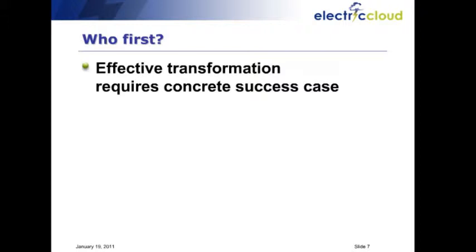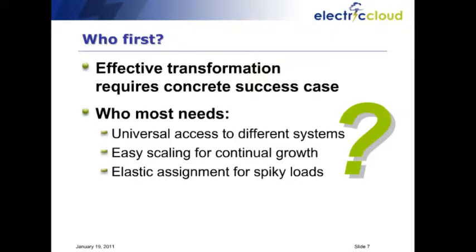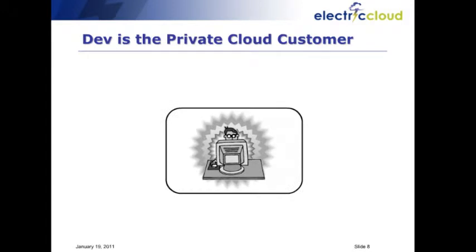If you look across any kind of transformative technology, there's always some potential market. There's some subset of users who have the crystal clear success case, right? So pose the question this way. Who stands to gain the most, or rather, who most needs universal access to a lot of different systems? Who most needs the ability to easily scale because their growth and their need is constantly growing? And who has the spikiest loads, whose demand is constantly shifting, so the idea of elastic assignment is critical? I think when you phrase the question that way, the answer is pretty clear. The answer is it's the software developer.